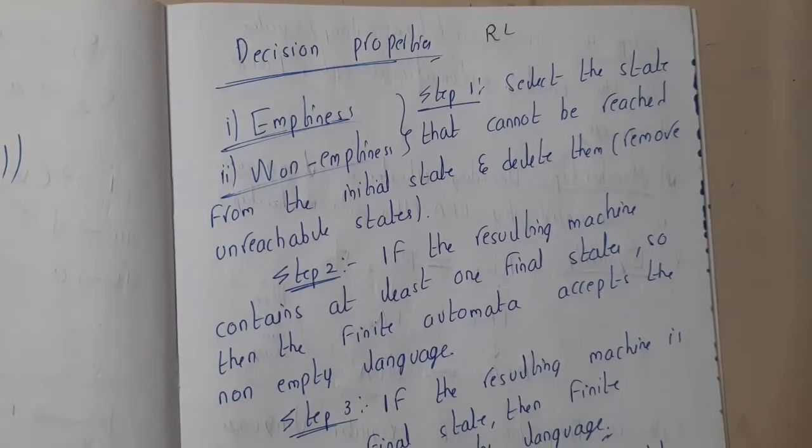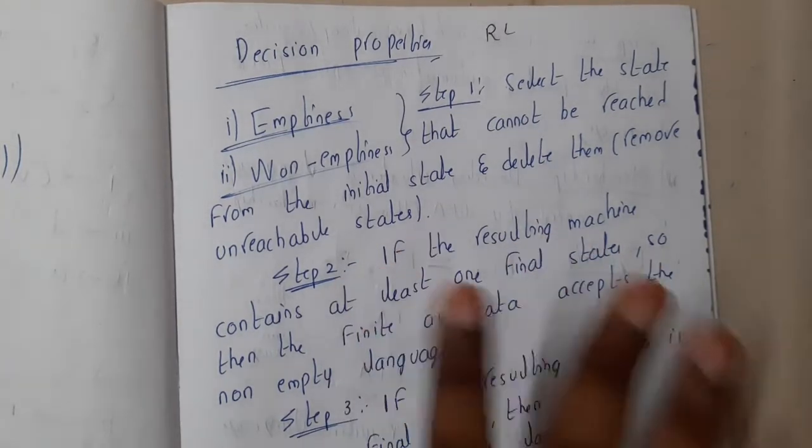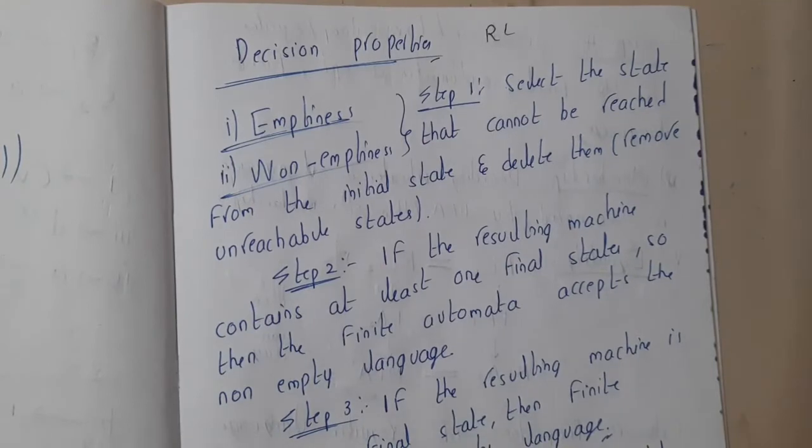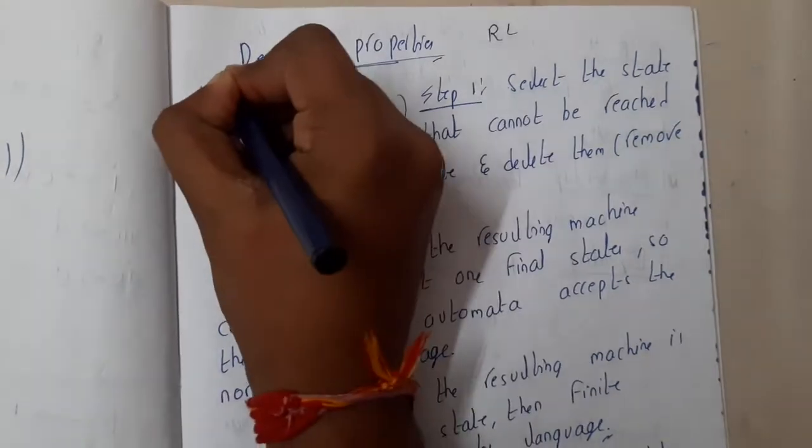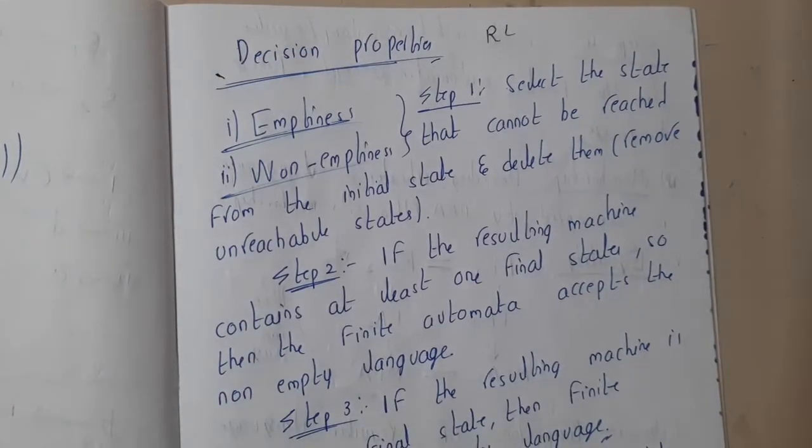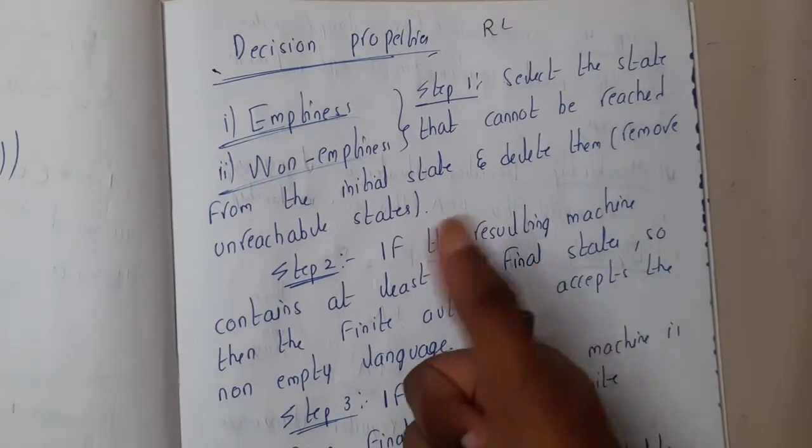Almost every year, in any one of the sets you will get one compulsory question from this topic. So now let us continue and discuss decision properties. Regular language follows 6 decision properties.